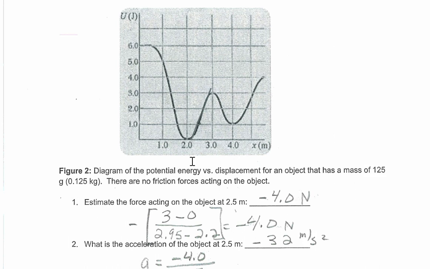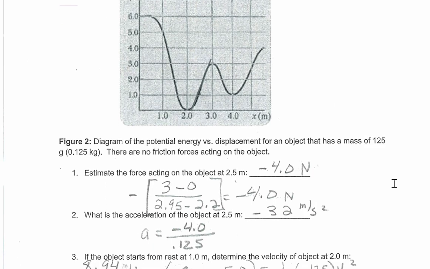So for this example, I calculated a slope value of 4. I made that a negative 4 then. So about negative 4 newtons, and that's just an estimation. What is the acceleration of the object at 2.5 meters? Well, we know that net force does equal mass times acceleration. So my acceleration will be my force divided by the mass. The mass is 0.125 kilograms. Therefore, I'm getting negative 32 meters per second squared.